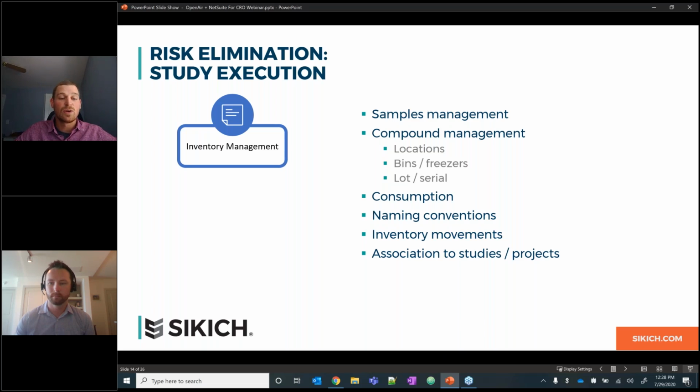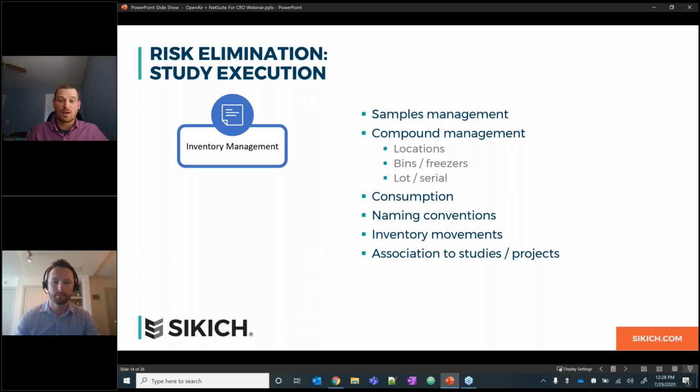The next slide here, we call this study execution, but I don't want you to think about this in terms of how we are applying resources to studies. This is more about inventory management. So in a number of CROs, we have requirements to track things like samples and compounds. And there are a number of different areas within those that we have to think about, which are location management. Where are they in our buildings? Where are they across our labs? And this could be not just one location, but across the country, across the world.